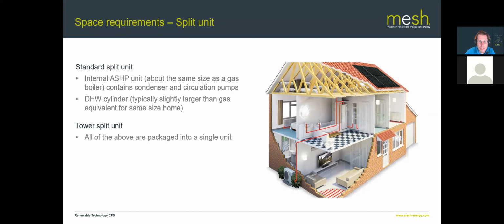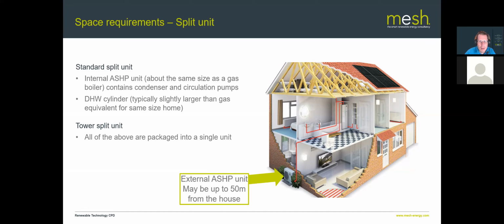Disadvantage of tower split units is they can be quite tall, so they're not brilliant for sort of understairs cupboards. Quite often they won't fit, and they do tend to be a little bit more expensive than having two separate units.